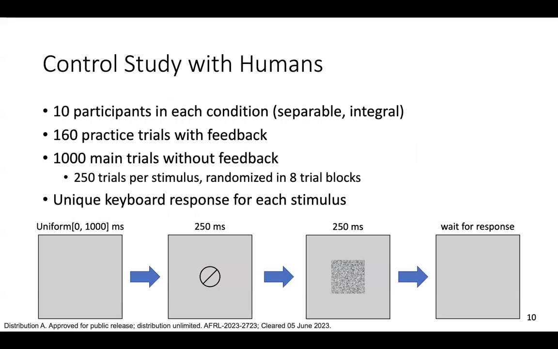20 undergraduate students from UTSA participated in the experiment, 10 in each of the separable and the integral conditions. They received 160 practice trials with feedback, followed by 1,000 main test trials. Each trial consisted of a uniformly random onset between 0 and 1,000 milliseconds, followed by the presentation of one of the 4 possible stimuli for 250 milliseconds, and then a white noise mask for 250 milliseconds. The participant was instructed to respond by pressing one of 4 keys that corresponded to the stimulus presented.